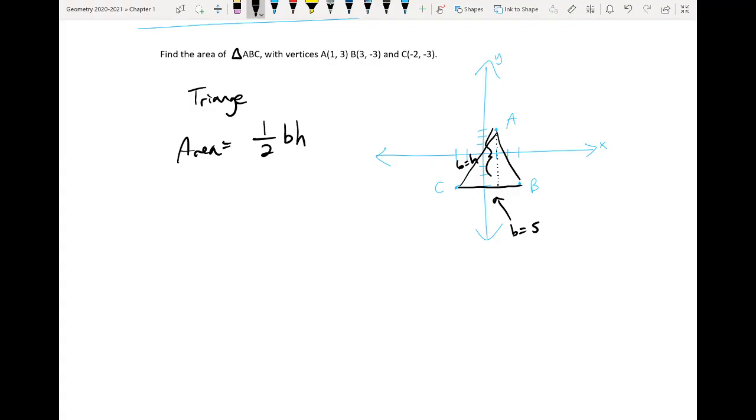Okay, so I want to find my area, which is equal to 1/2 of my base, which is 5, times my height, which is 6. And in this case, 1/2 of 5 times 6 is 15. And this is going to be units squared.